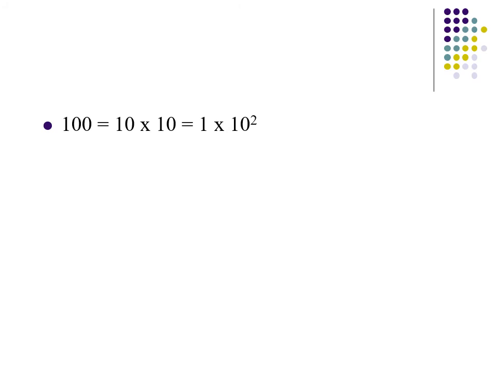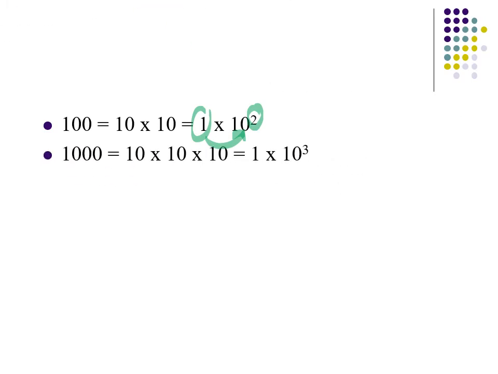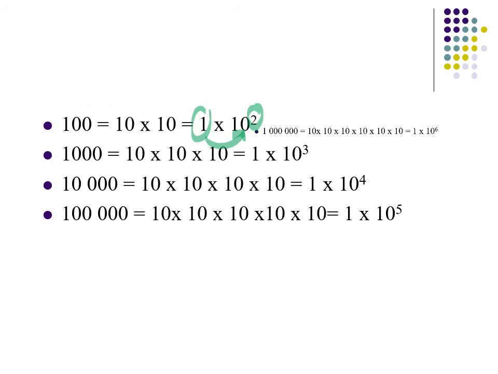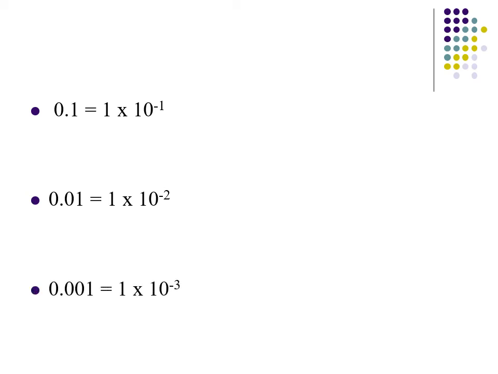So 100, again, we're multiplying 1 by 10 twice. That's going to give you 100. And then again, 1,000 by 3 times. 4 would give you 10,000, 5, 100,000, 6, 1,000,000. And if you're dividing, again, if you took 1 and divided by 10 once, you get 0.1, 0.01 if you divided by 10 twice, 0.001 if you divided by 10 three times.